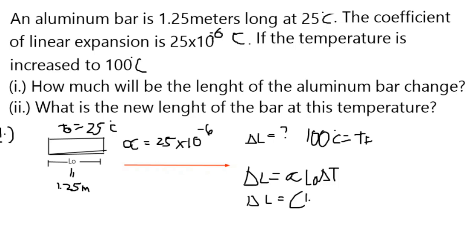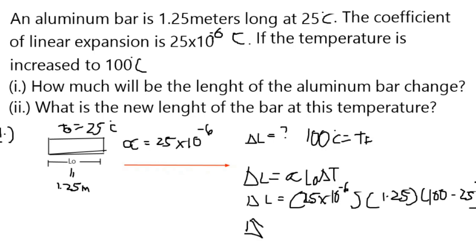So let's plug in all the things that we know. We have a linear expansion coefficient of 25 times 10 raised to the negative 6. Our initial length is 1.25, and the change in temperature is 100 minus 25. So what we're going to do is put this in our calculator and we will find the answer.